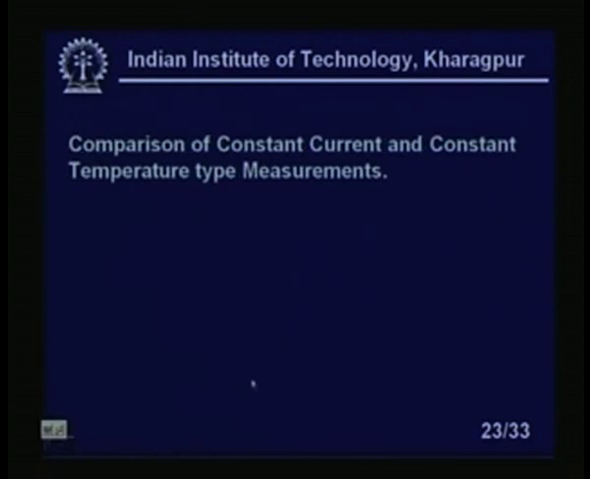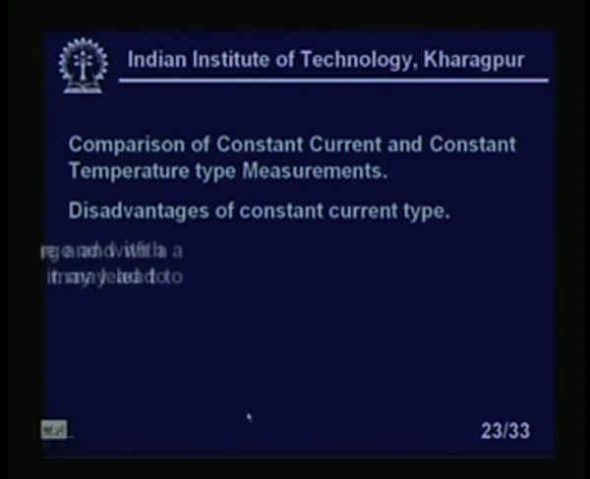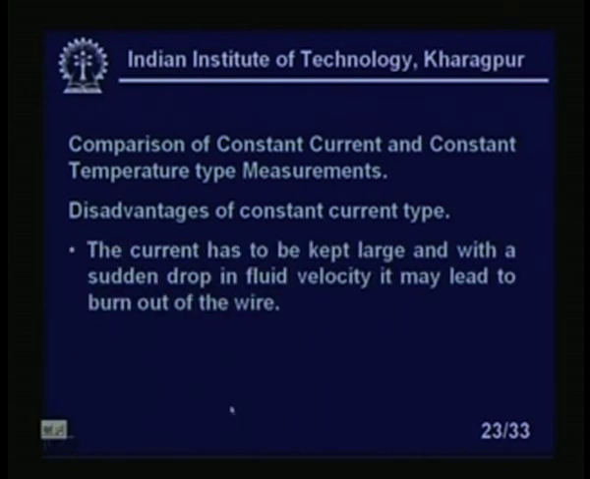Now, comparison of the constant current and constant temperature type measurements. Disadvantage of the constant current type: the current has to be kept large, and with a sudden drop in fluid velocity, it may lead to burnout of the wire. So, this is a typical problem of the constant current type. Usually the current is large, and if there is a sudden fall in the fluid velocity, the temperature may rise, because the constant current must flow through this one, so it will burn out the wire.